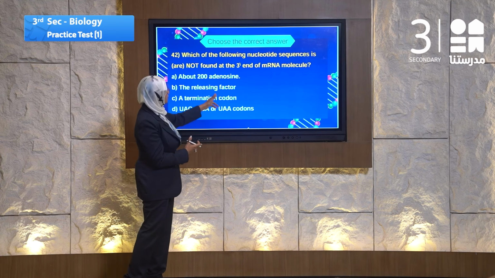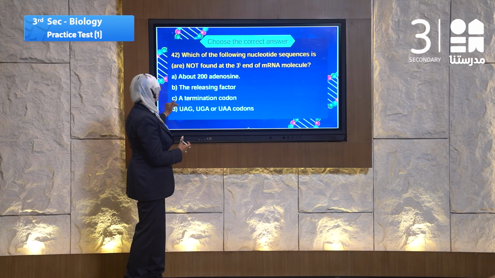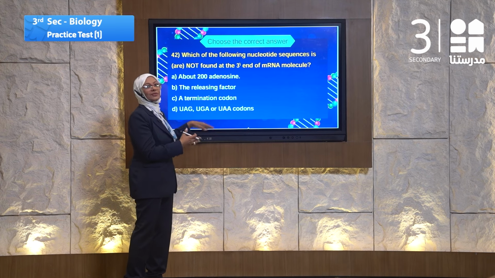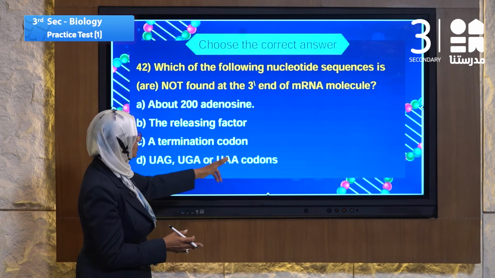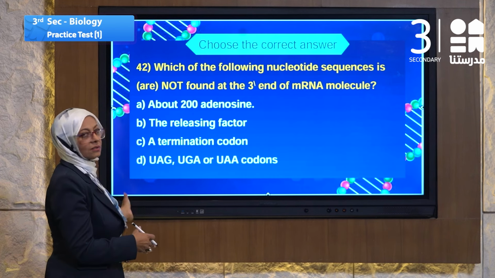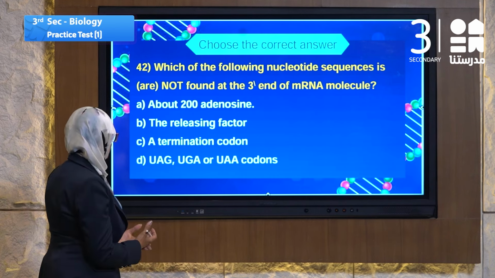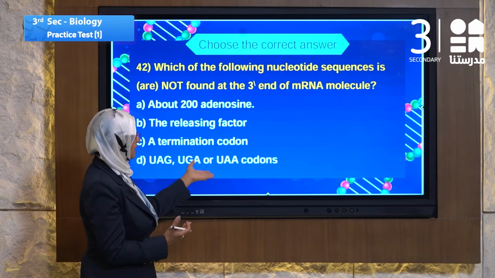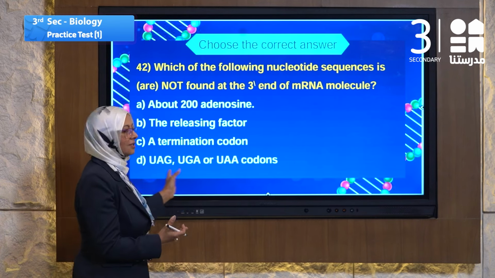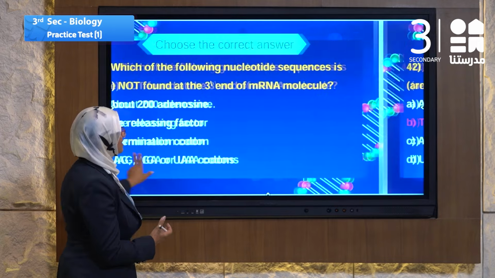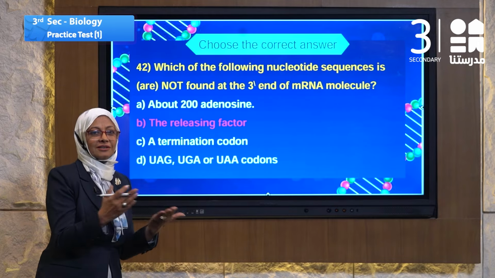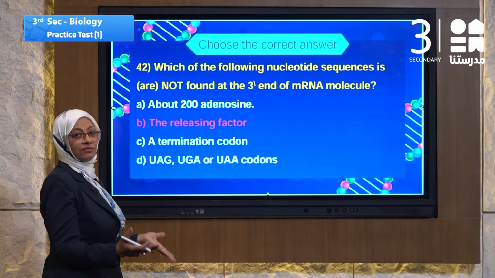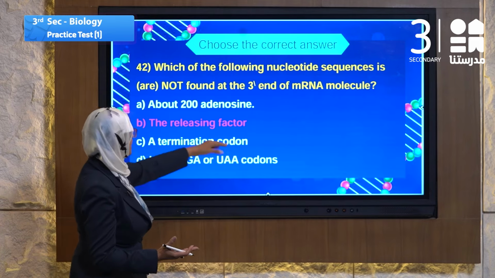The releasing factor. Let's speak about number C, so it isn't the answer. C, termination codon, that's found in messenger RNA. Yes, it's found. UAG, UGA, UAA codons are found. So the answer must be the releasing factor. The releasing factor is connected after the finishing of messenger RNA function. So the answer must be releasing factor.